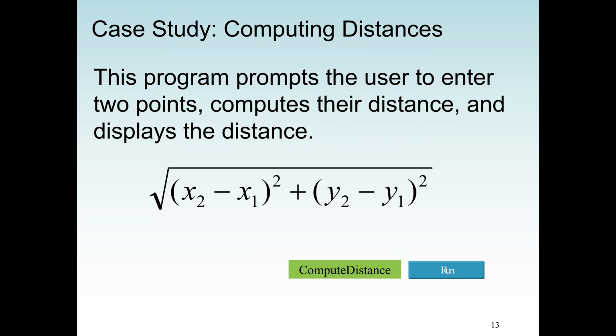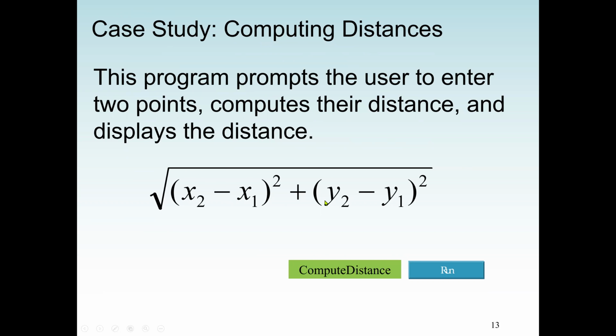We analyze the problem. We know what should be the input. We know what should be the process. We know what should be the output. Then next step, we design the algorithm. We came up with this formula. So our 2 points, each point has an X and Y coordinate. So we find the difference of the X square, the difference of Y square. This is 2 points. So that's our design phase.